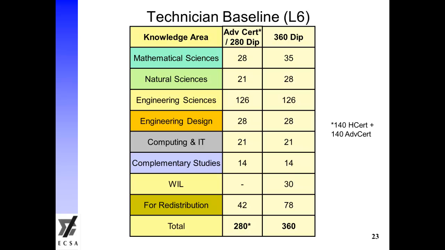The 360 credit diploma in engineering has more credits than the 280 diploma, will normally take a year longer, has a minimum number of credits specified for work integrated learning, and has slightly more credits for mathematical and natural sciences. The 360 diploma gives direct access to the advanced diploma.